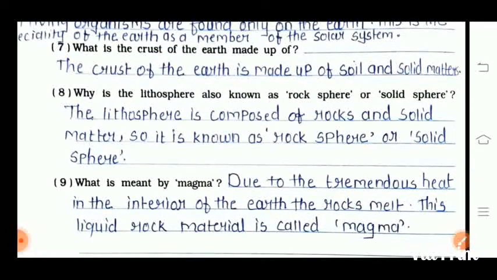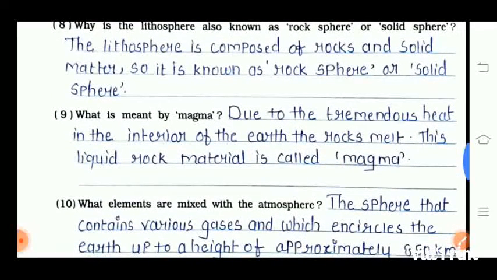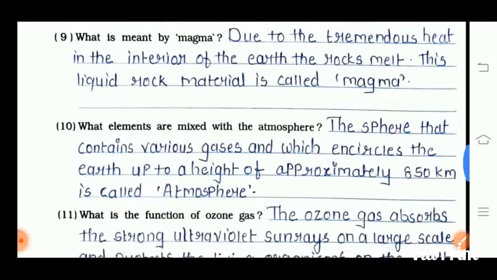Okay. Question number 8 is why is the lithosphere also called a rock sphere and solid sphere? The lithosphere is composed of rocks and solid matter, so it is known as rock sphere or solid sphere. Question number 9 is what is meant by magma? Due to the tremendous heat in the interior of the earth, the rocks melt. This liquid rock material is called magma.